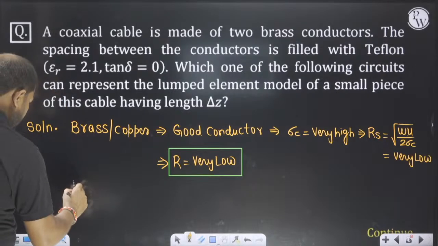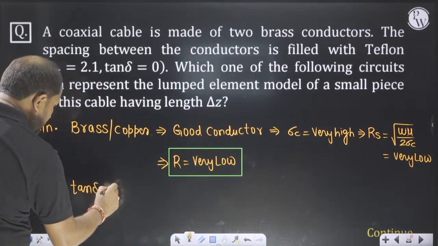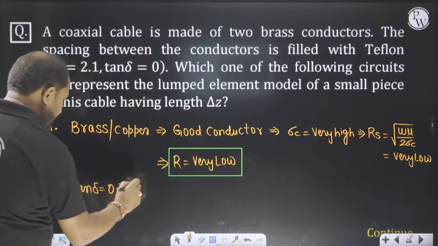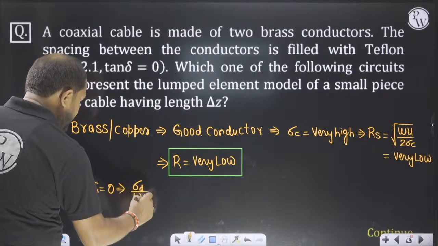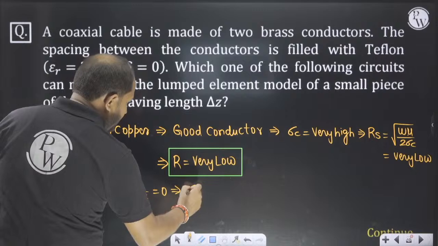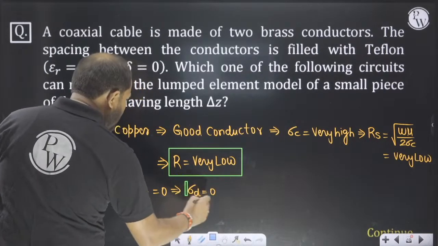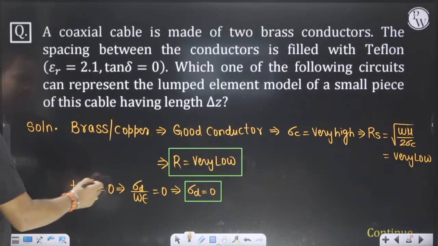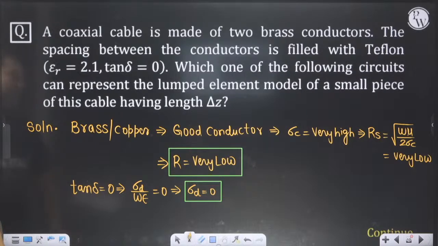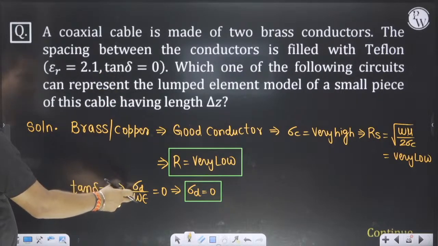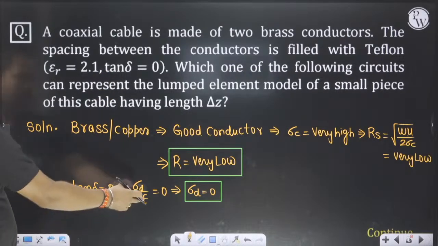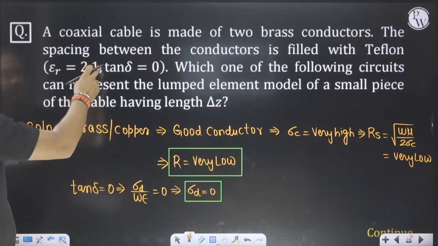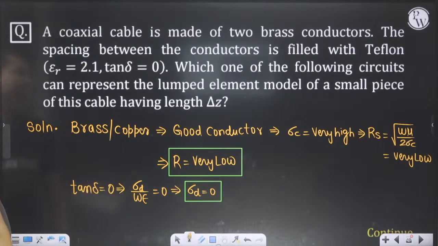In case of dielectric, tangent loss is 0. That means sigma D upon omega epsilon will be 0, that means sigma D is 0. You will ask how you are getting tangent loss as sigma D upon omega epsilon. You will study in electromagnetic waves that tangent loss is equal to sigma D upon omega epsilon or sigma C upon omega epsilon. Since it is given for dielectric, I will use conductivity and epsilon for dielectric. If it is given for conductor, I will take conductivity and epsilon for conductor.